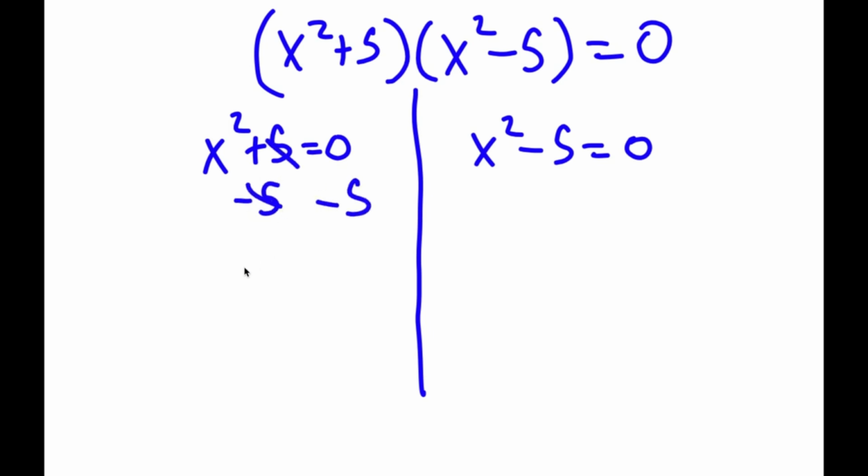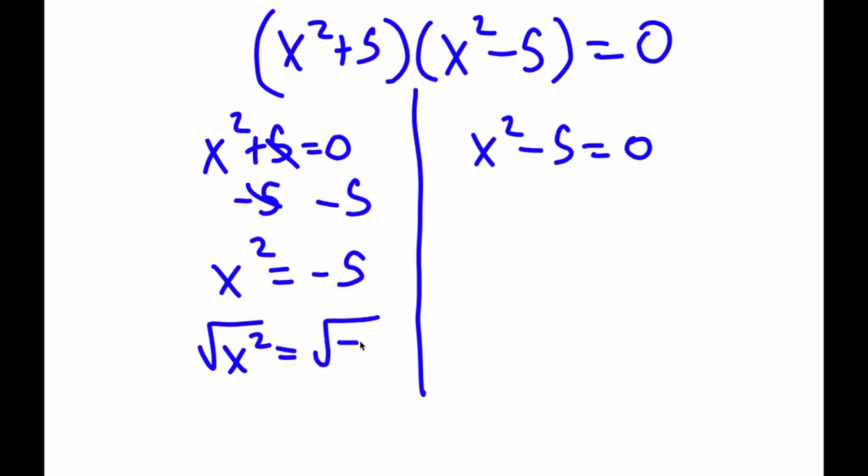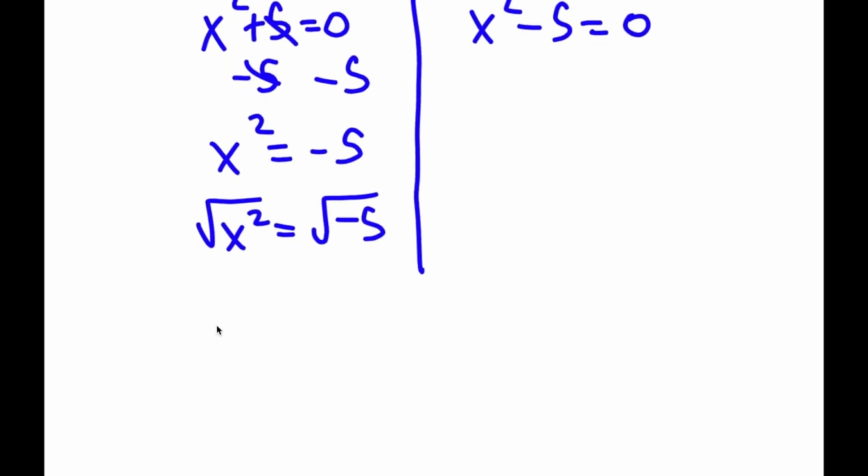So for x squared plus 5 equals 0, all I have to do is simply subtract 5 on both sides. These two cancel out, and I'll be left with x squared is equal to negative 5. Now, I'll take the square root on both sides. So I have the square root of x squared is equal to the square root of negative 5, and the square root of x squared is x.